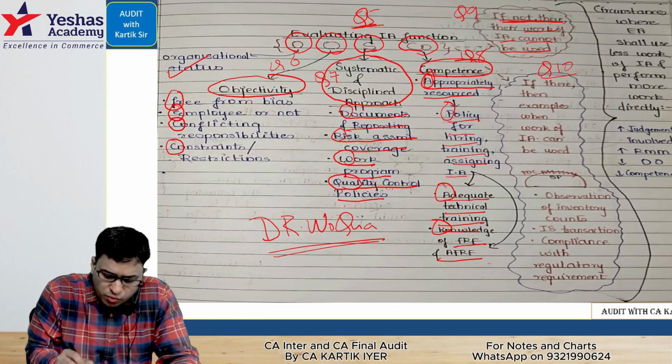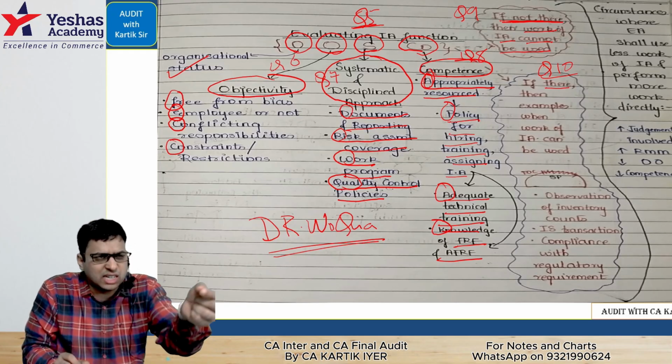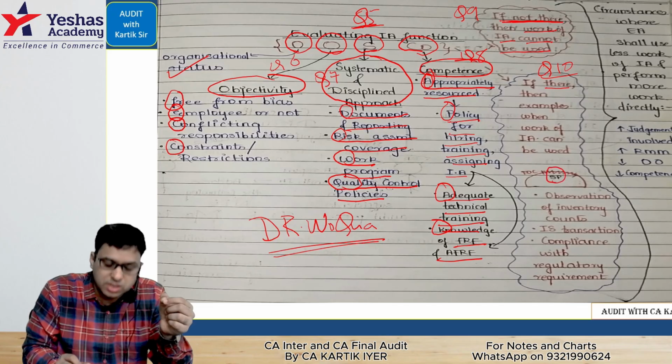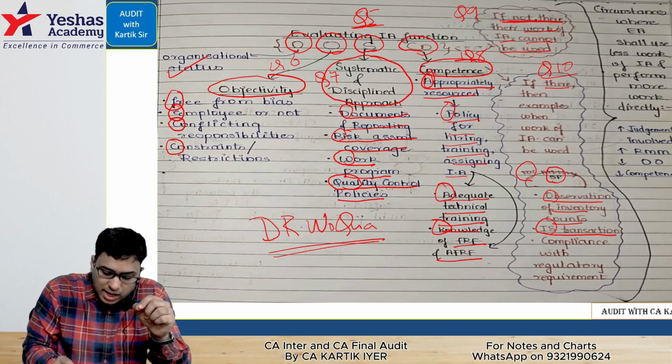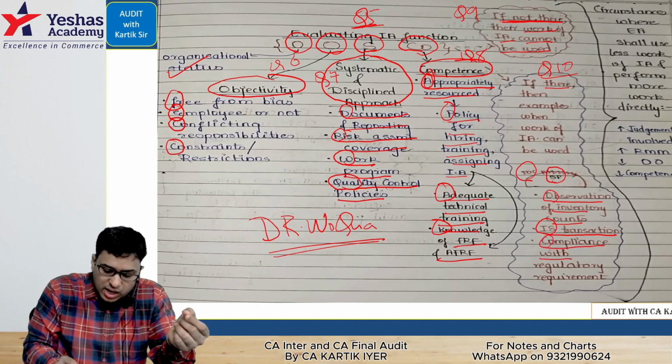Question number 10. If USCO factors are there, my dear student, then in that case, we did a code called STOIC. STOIC was: the internal auditor's work can help me in what? It can help me in substantive procedures, test of controls, observation of the inventory counts, information system transactions, whether they are there in place or not. And C is finally compliance with the regulatory requirements.